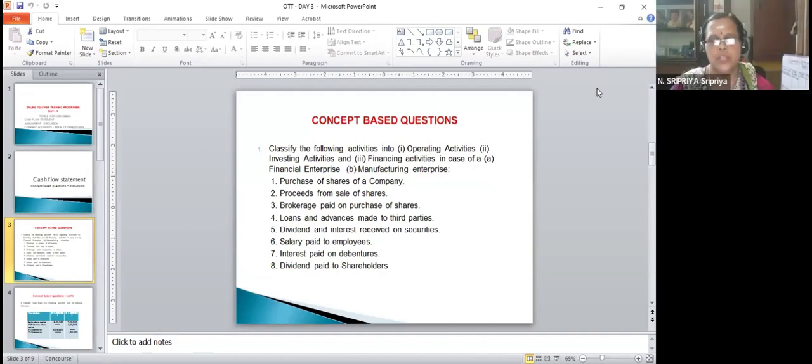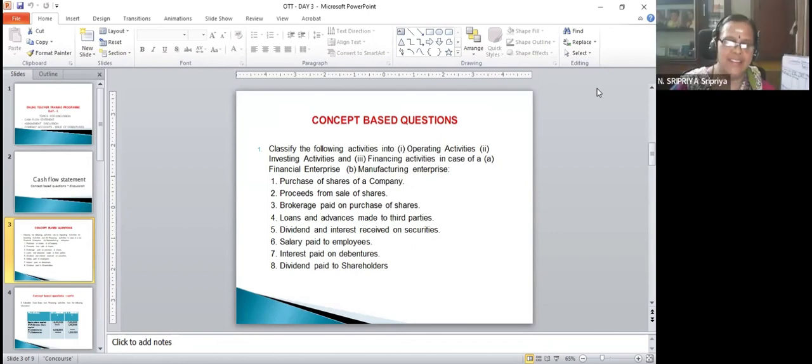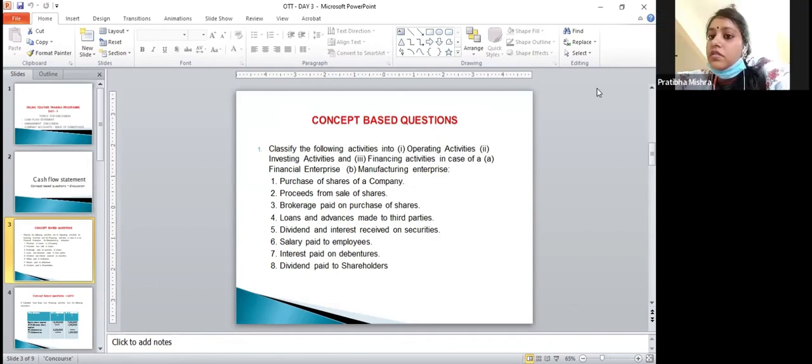Yes. Proceeds from sale of shares: operating activity for a finance enterprise, and for a manufacturing enterprise it is investing. Yes. Then brokerage paid on purchase. Correct. Operating activities, brokerage. Yes.